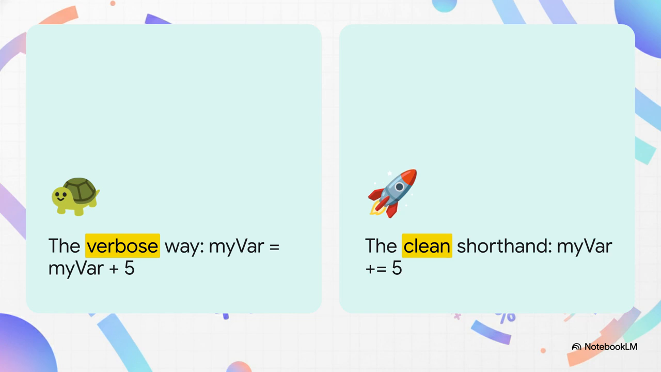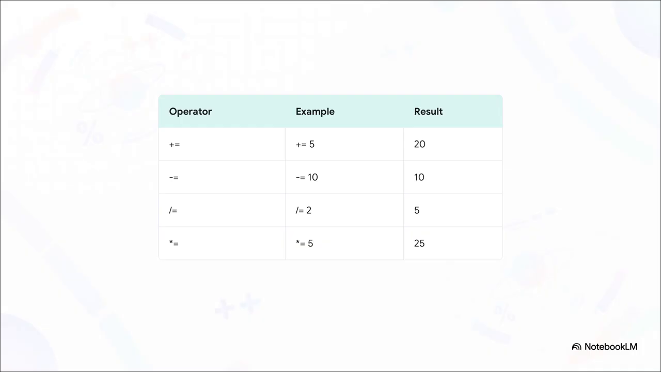Now compare that to the sleek one-step shorthand the pros use: myVar += 5. This simple little plus-equals combo, it's a real game changer. It tells the engine to just grab the current value and slap the new number onto it in one fluid step. Way cleaner to read, right? And the cool thing is, this brilliantly illustrates a pattern that applies to all basic arithmetic in JavaScript.